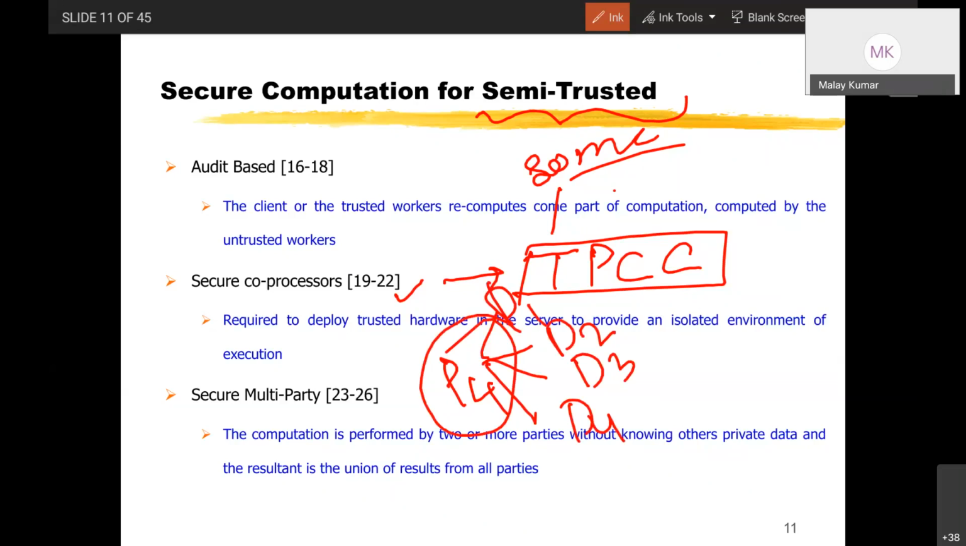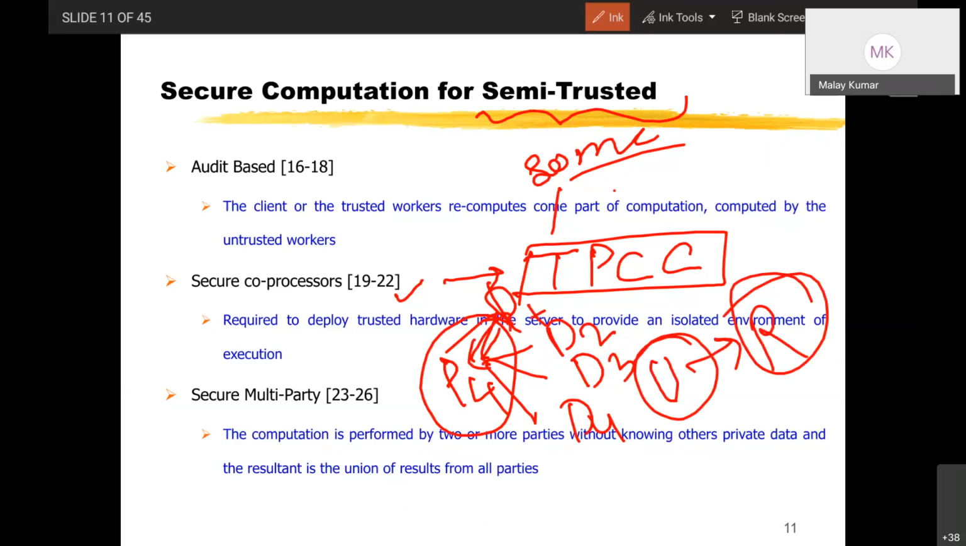So either using the secure coprocessor or using secure multi-party computation, one can keep the data confidential. But this provides only partial security. To provide complete security in an outsourcing environment, one has to ensure confidentiality and also integrity.